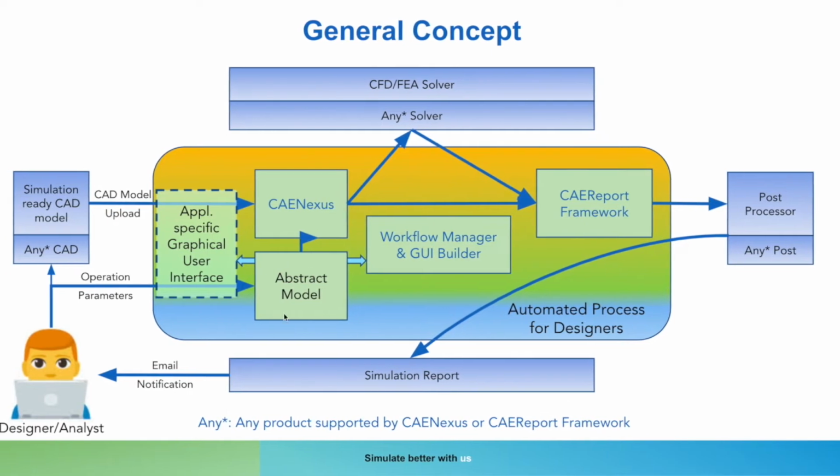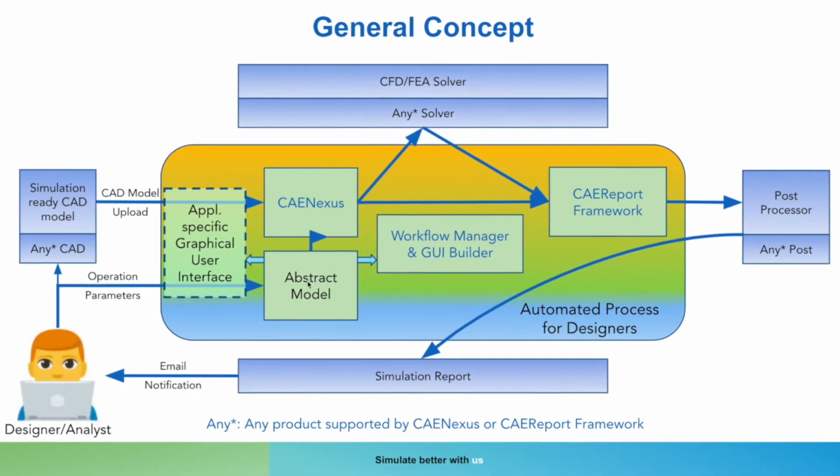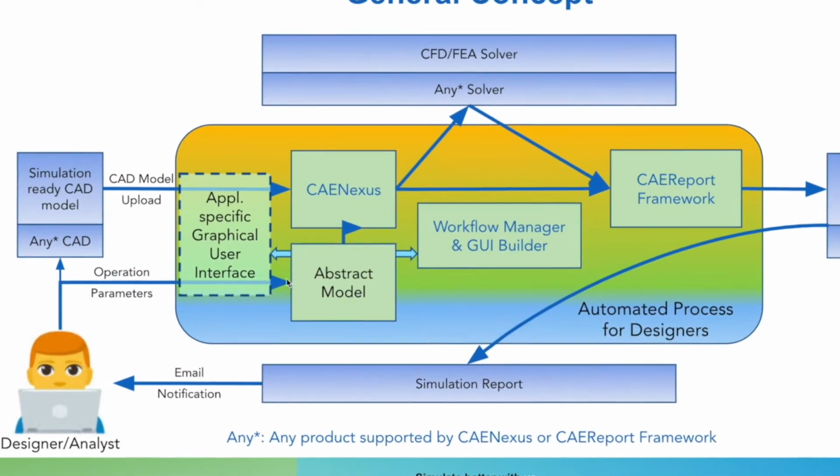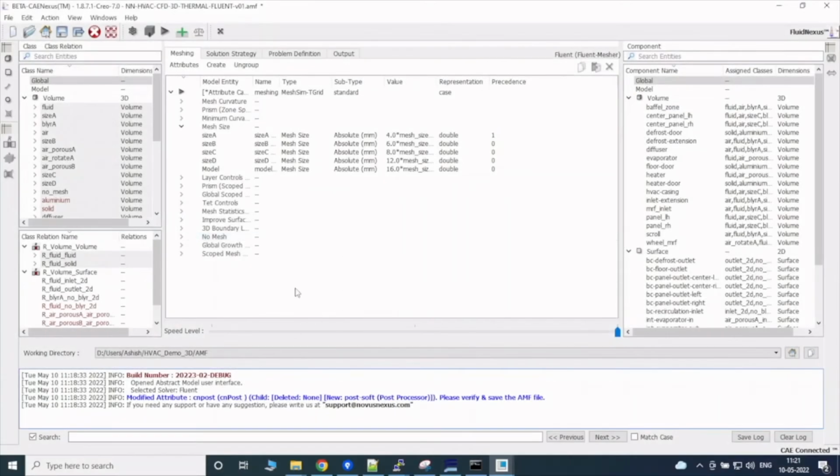First we'll jump in and look a little bit under the hood to see what an abstract model looks like, because that is going to inform how you make your CAD model. Here is the CA Nexus abstract model UI. No physical geometry, but instead you see classes and class relations. You'll also see four tabs: meshing, solution strategy, problem definition, and output.